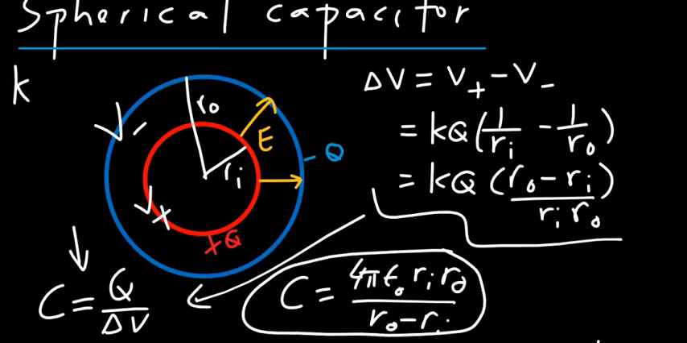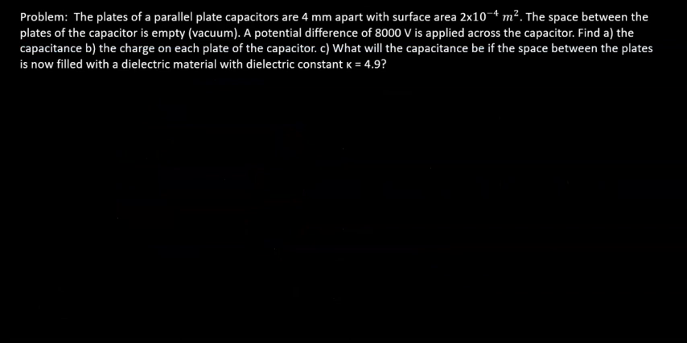Note, we have used the fact that K is 1 over 4 pi epsilon naught. Again, you can see the dependence of the capacitance on the geometric factors, namely the inner and outer radius of the spheres. Let's look at the following problem.